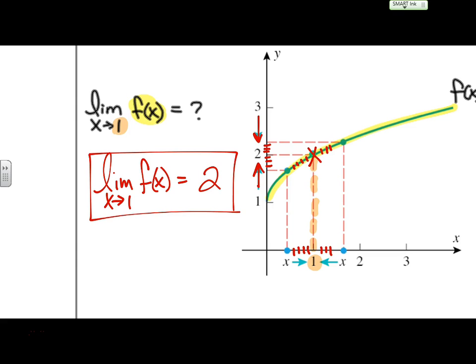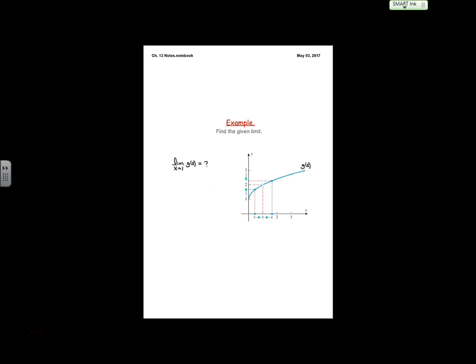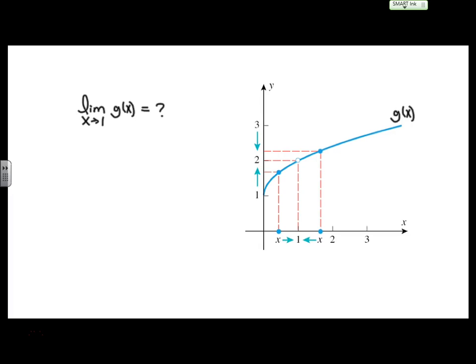Okay? Now let's see if I trained you well enough. We have 45 seconds. I'm going to give you a problem that even some of my calculus kids still miss when it's on an AP exam question. Whoa. What would be your answer for this one?